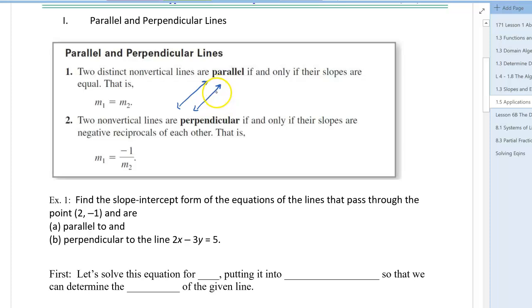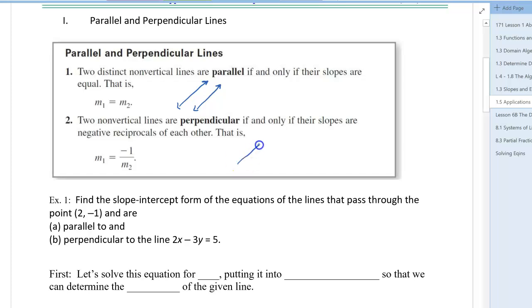And we learned in Lesson 5 that the measure of the slant of a line is also known as the slope. So hopefully it makes sense that lines are parallel if and only if their slopes are equal. So the slope of line 1 would have to equal the slope of line 2.